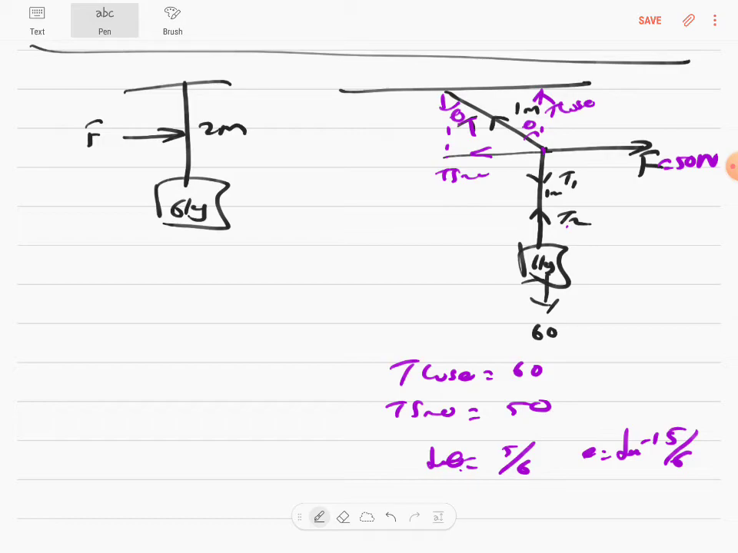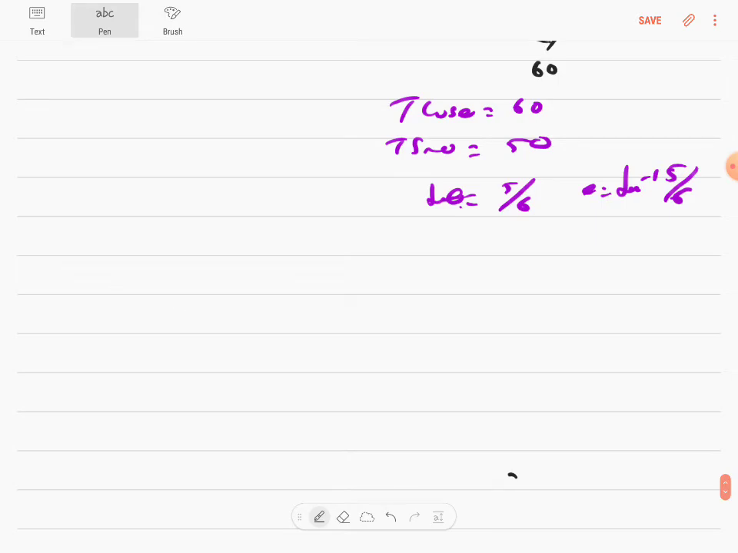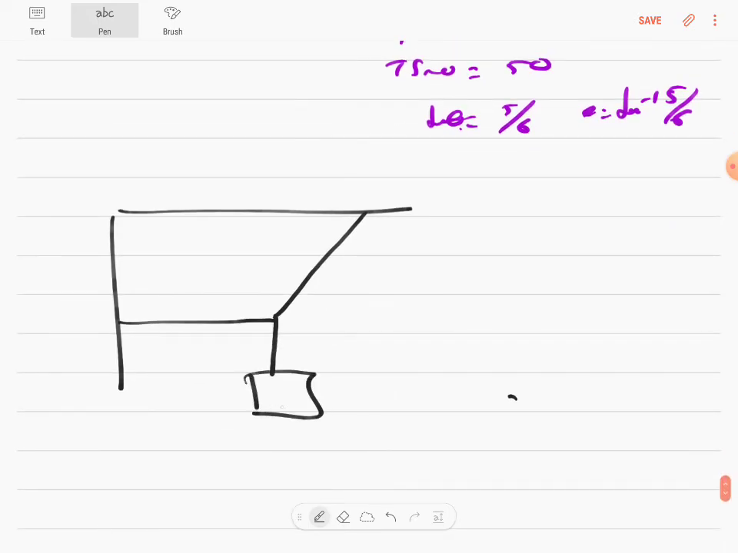Okay, next, let's do this sum, where you have a wall and a ceiling, and you have a rope which is coming like this and a rope which is coming like this, to which a block is hanging.